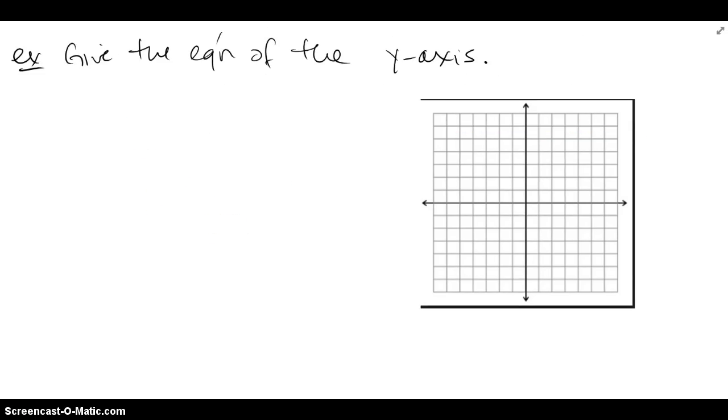Okay, next example says give the equation of the y-axis. It seems a little bit vague, but we know what the y-axis looks like. The y-axis is right here. It's this line.